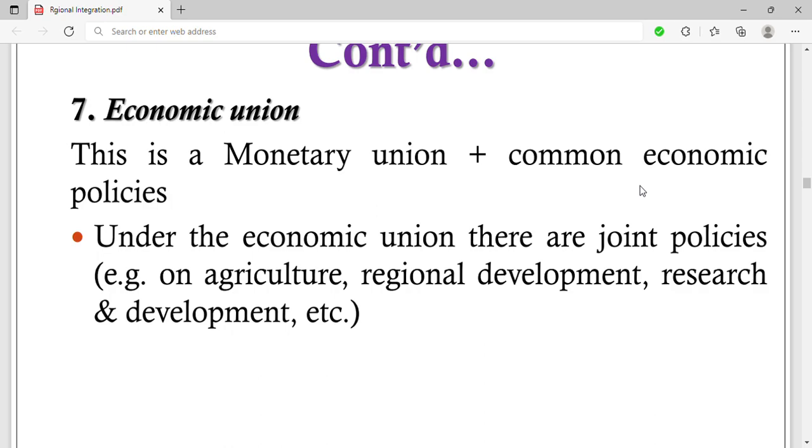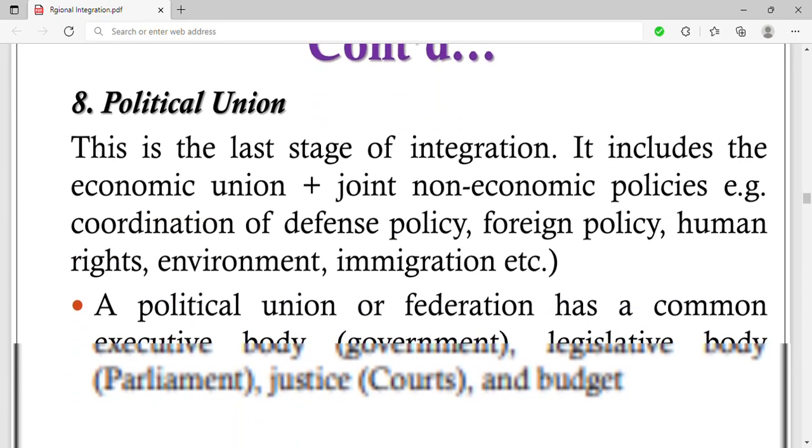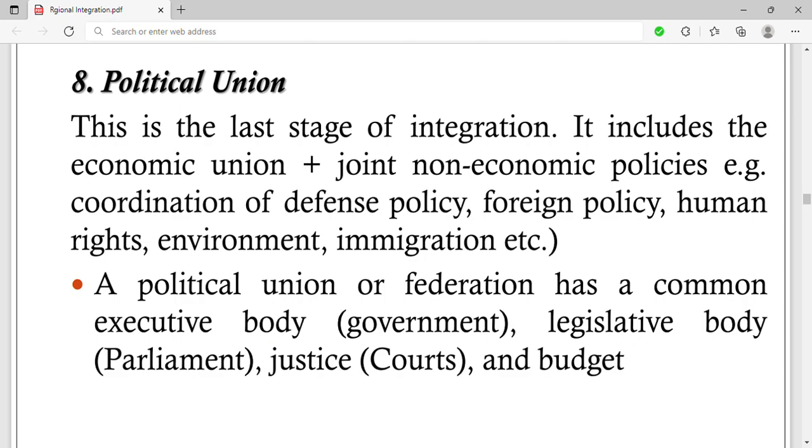That is economic union. And then the last one is what we call the political union. Political union is the last stage of integration, and it includes the economic union plus joint non-economic policies. So here they even apply the same non-economic policies like the coordination of defense policy, foreign policy, human rights, environment, immigration, etc. So it comes that we even start having the same human rights, when the human rights in Uganda, Tanzania, they're the same as the human rights in Kenya. Then the environment laws, immigration laws, foreign policy, when they're all the same. It's what we call a political union.